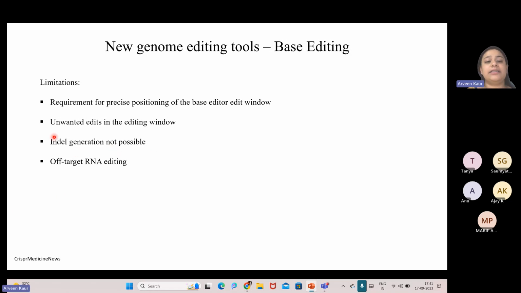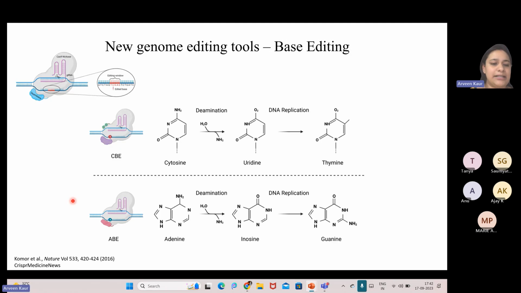Then the generation of insertions and deletions was not possible in this. So if our aim was to actually insert or delete some sequence of DNA, then we will not be able to do that using base editing. Why? Because over here a double-stranded break is not happening, right? Also, there was some off-target RNA editing that was happening when we were using this base editing technique. And this base editing had come out in around 2016.